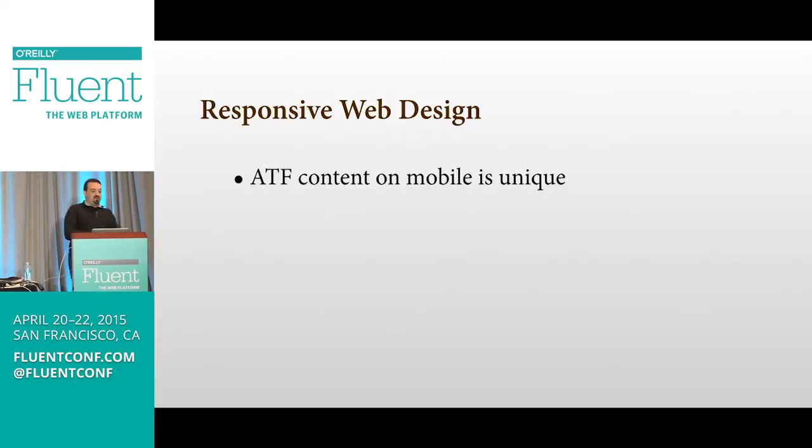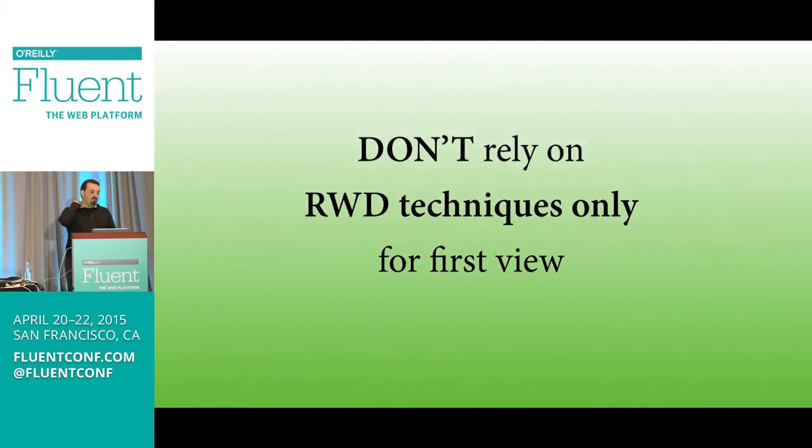And then the ATF content on mobile is unique. That means that on a desktop, the above-the-fold content is not the same. It's bigger. So if you want to achieve that above-the-fold content in most situations, you need to provide two different HTMLs, at least from the server side, one for mobile and one for desktop. There are some websites where you can fit the ATF content, or everything for desktop, in 14K. And then you can use responsive web design without any issue because it fits into one TCP packet. So don't rely on responsive techniques for the first view, at least, if you want to be as fast as possible.